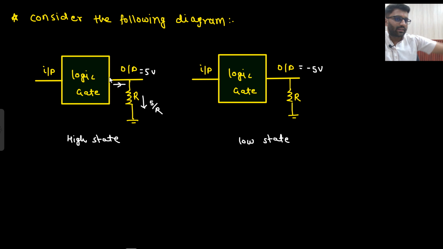What will happen in low state? In low state, minus 5 volt is there. This is R. So this will take the current, right? So in the output pin, current is getting in. Output current in low state.